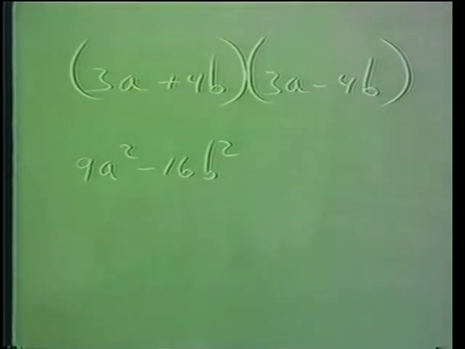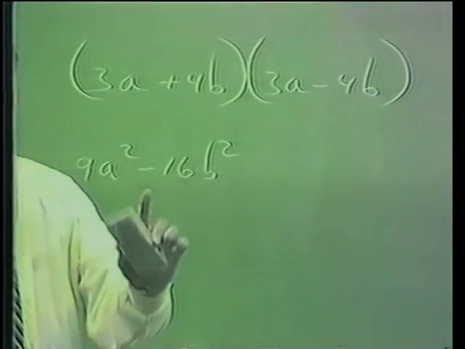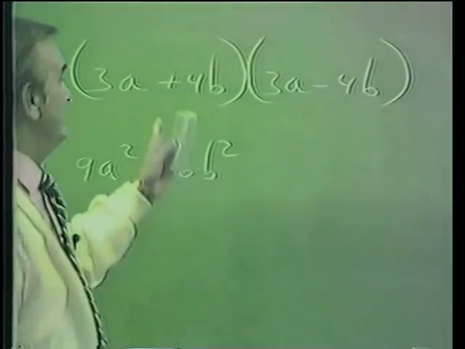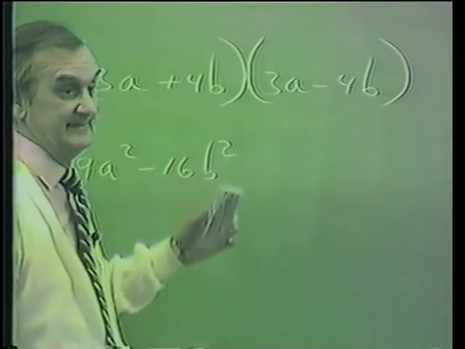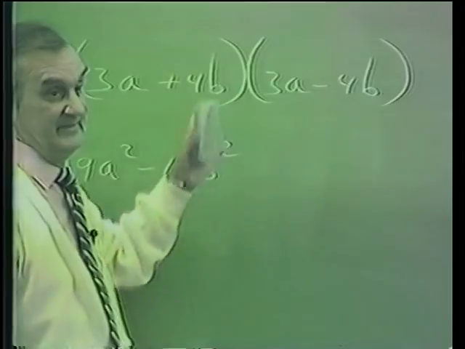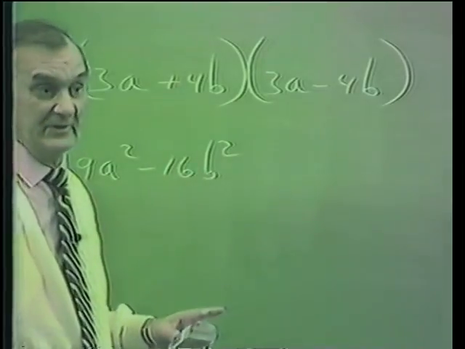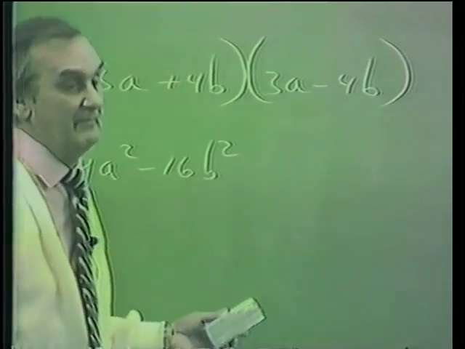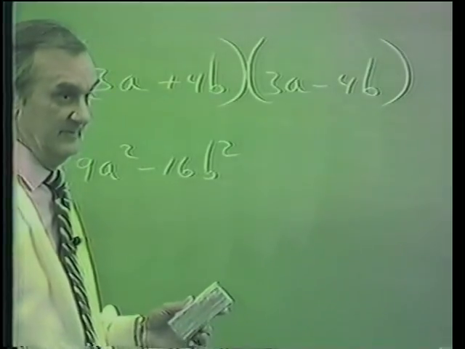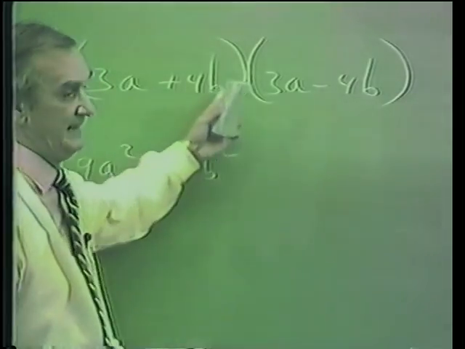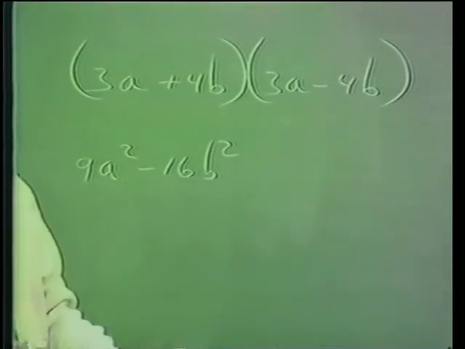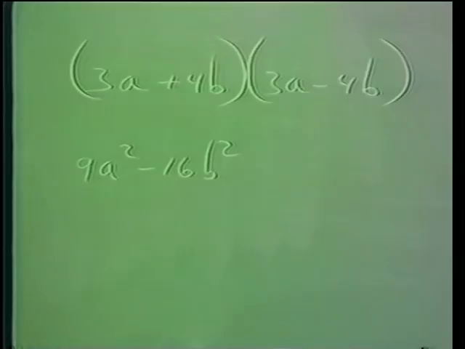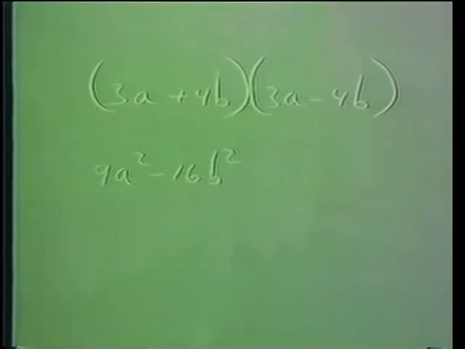What happens in the middle term? Cancel out. Now the middle term will always cancel out anytime you have the same two terms in each parentheses with the opposite sign separating them. This is called the sum and difference of two terms. That's the only time the middle term will cancel out doing the FOIL method. You know you're not going to have a middle term. You don't even have to try for it after a while.